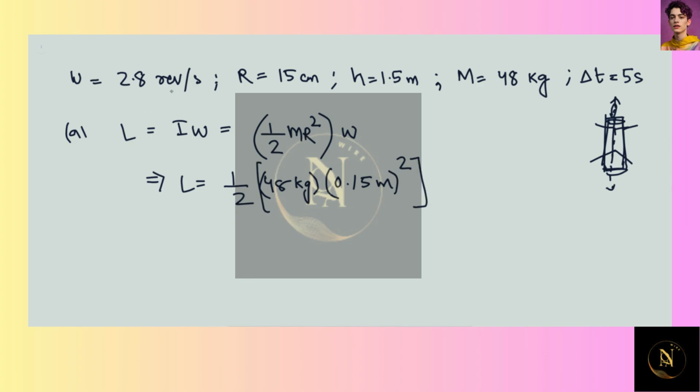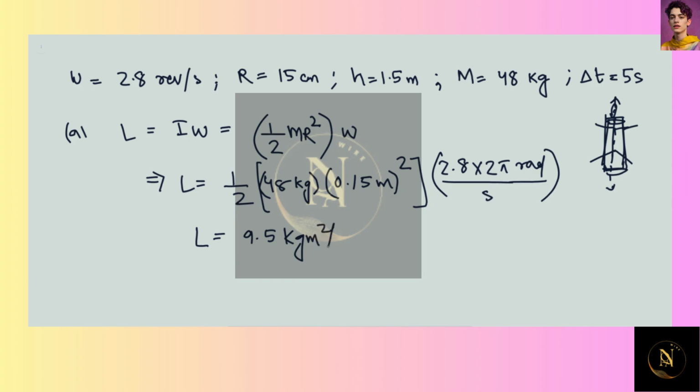Now omega is given in revolutions per second, and we know that one revolution is 2 pi radians. And there we have our omega in units of radian per second. Now we can solve this and we get L to be 9.5 kg meter square per second.